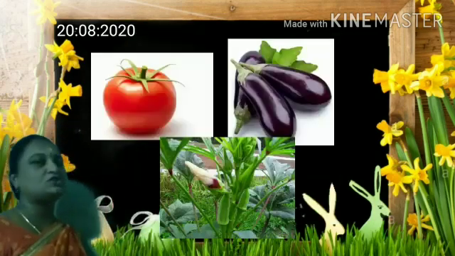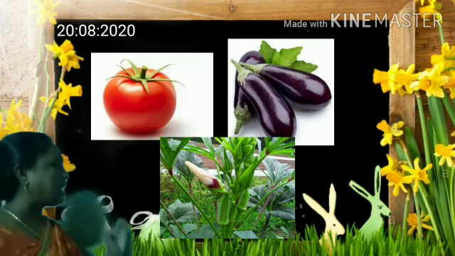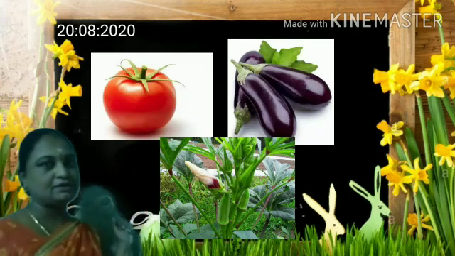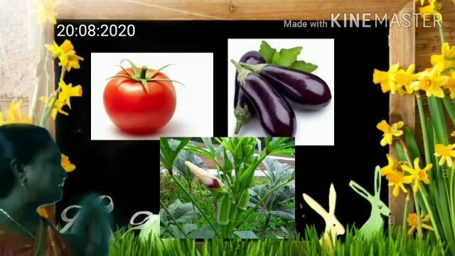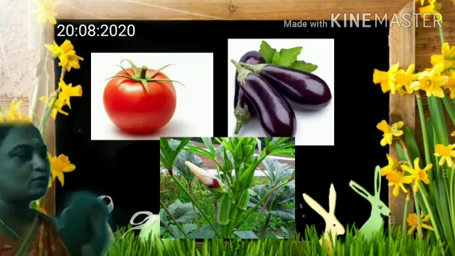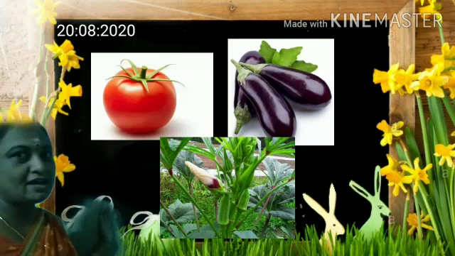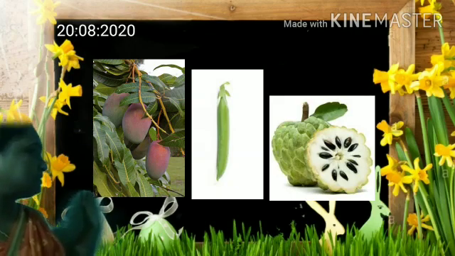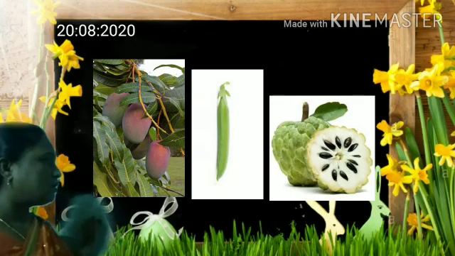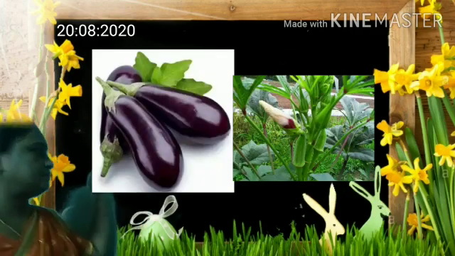Now we can see some changes in fruits after fertilization. Now I have collected some fruits like tomato, brinjal, lady's finger, mango, peas and custard apple. You can observe these fruits.